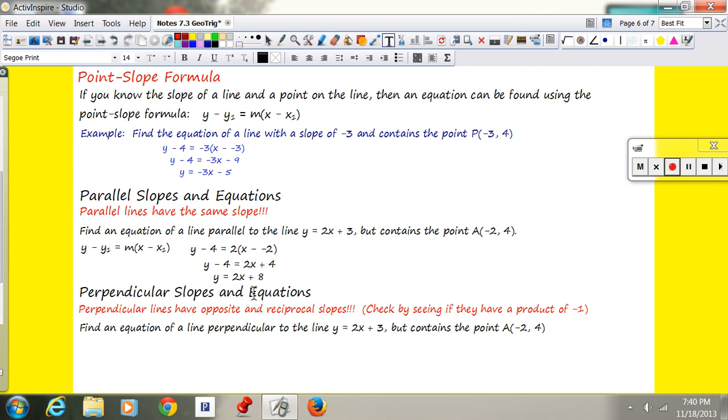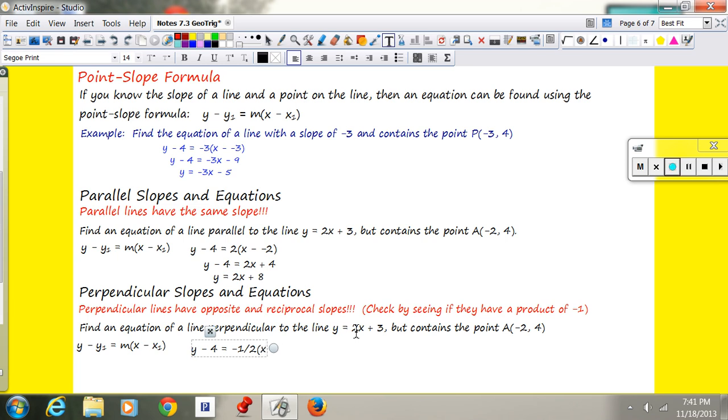Perpendicular slopes in equations have opposite and reciprocal slopes. You check by seeing if they multiply to give you -1. That's how you really check it. But again, we use the same exact formula. We can still use the point-slope formula. The point they gave us is right here, still -2, 4. You can see that I'm using the same point there. So it's still going to be y minus 4 equals an m. This time m was 2 because this one was 2. This time we need to make it a -1/2 x. And then that's our -1/2, and that's our slope.